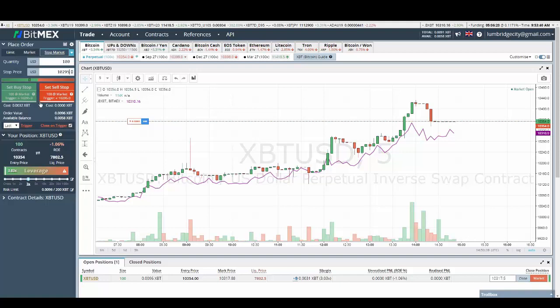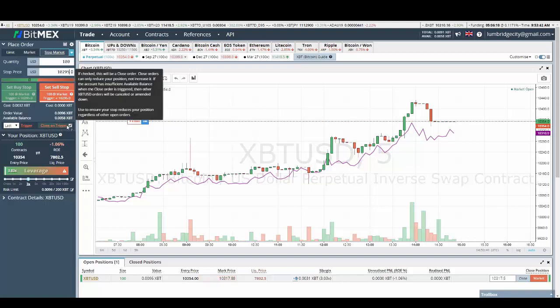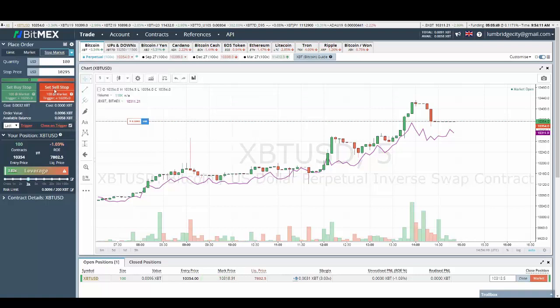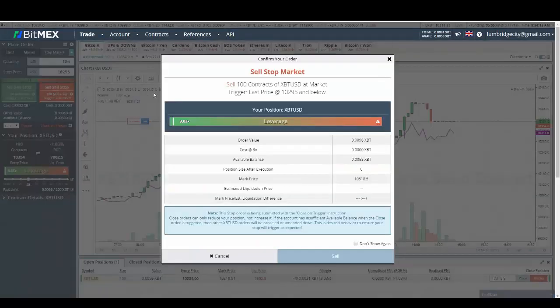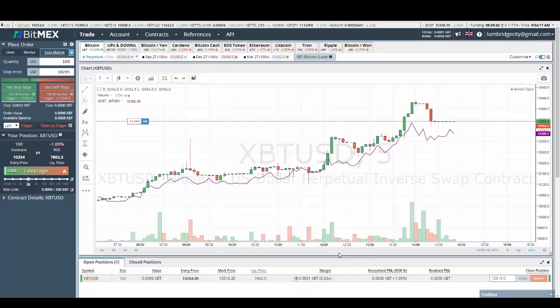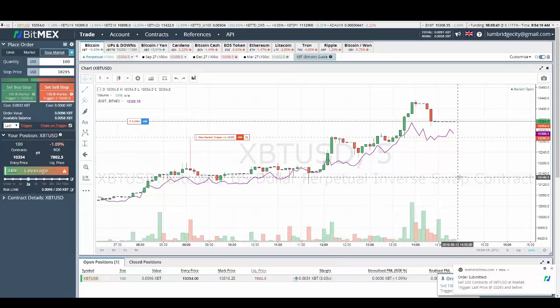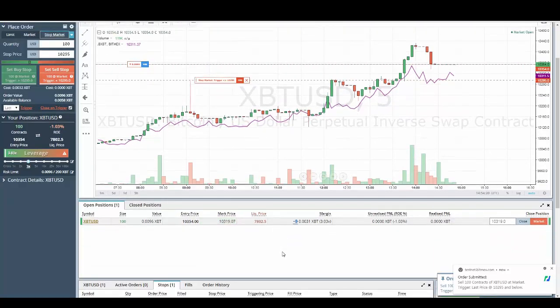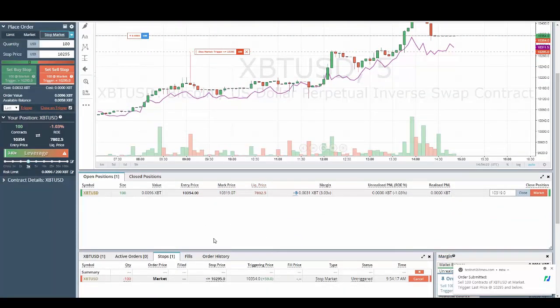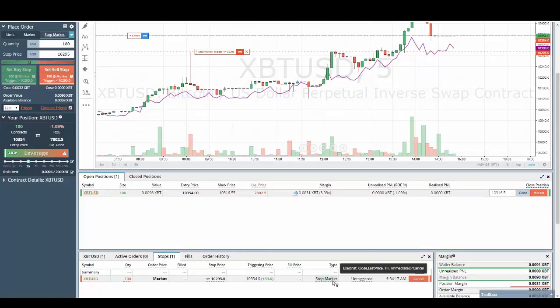An important option to click is close on trigger. This will ensure that this only reduces my position. So now I can just hit the sell stop, and it'll sell us out of the 100 contracts that we bought at that price. The order is submitted, and depending on how you have your panels set up, you can see that I have my stops in this panel down here. The stop is at the market, and it is currently untriggered.